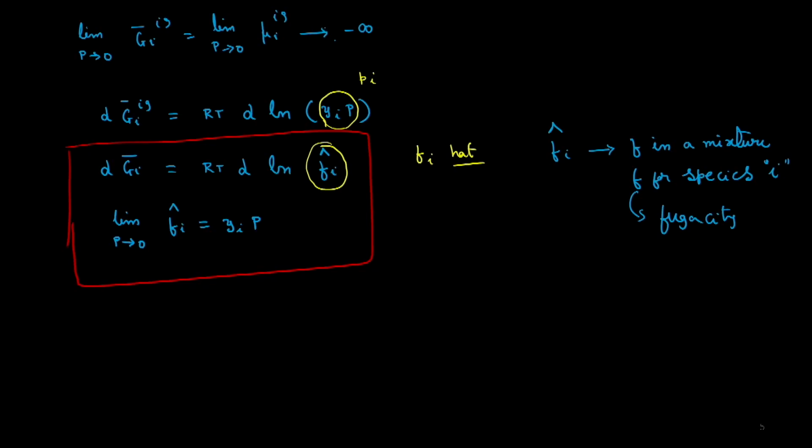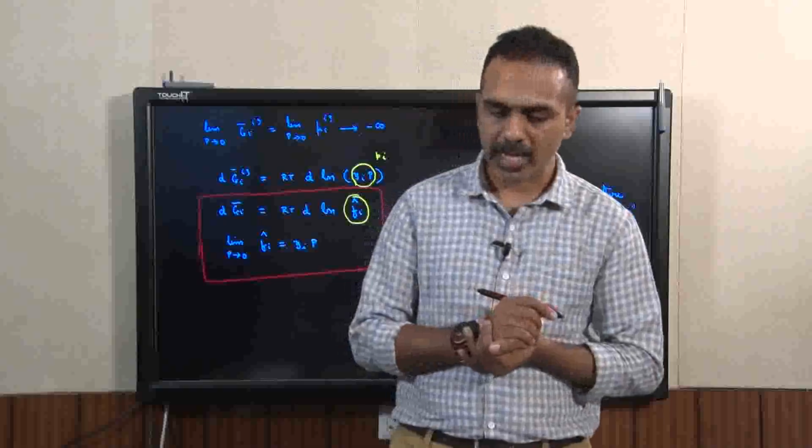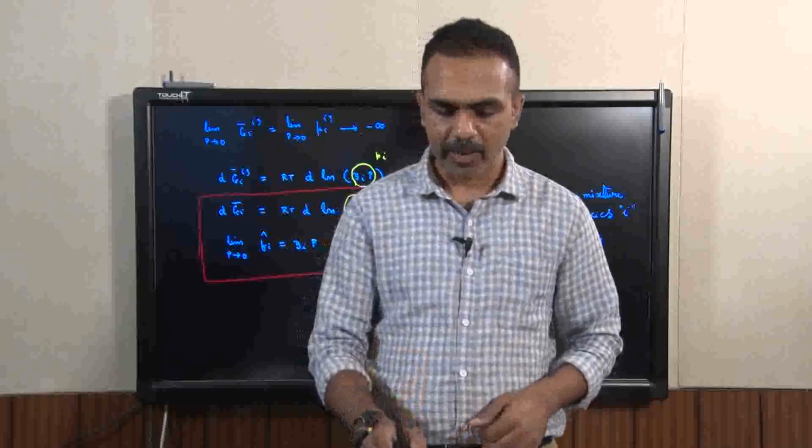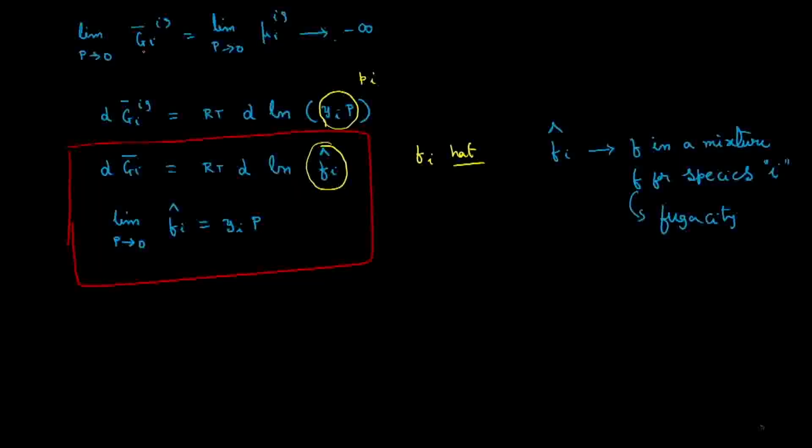We use a hat instead of the bar we have used for partial molar properties, such as partial molar Gibbs free energy here, because fi hat is not a partial molar property, but we are still talking about a species i in the mixture. So to differentiate it from a partial molar property, we are using a hat instead of the overbar, as in the case of partial molar properties. So these two relations here complete the definition for fugacity.